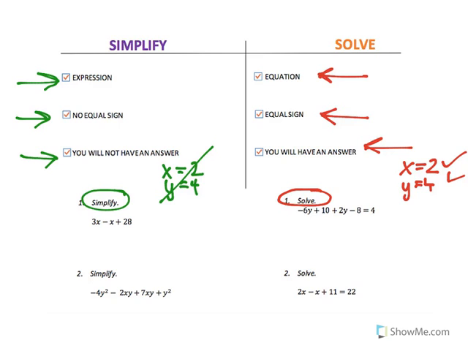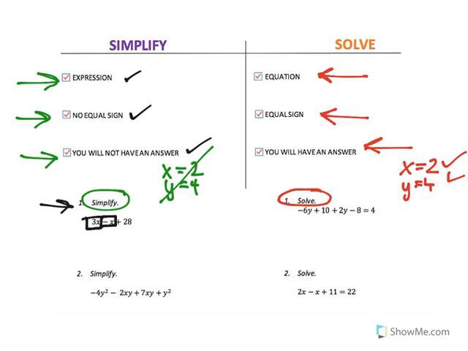Let's do this first one here. It says to simplify. That means my answer will be an expression. It will not have an equal sign, and I will not be solving for x. Sometimes you will be left with 3x plus 4 plus y, and you will add an equal sign and start solving. I don't know why you guys do that. Do not do that.